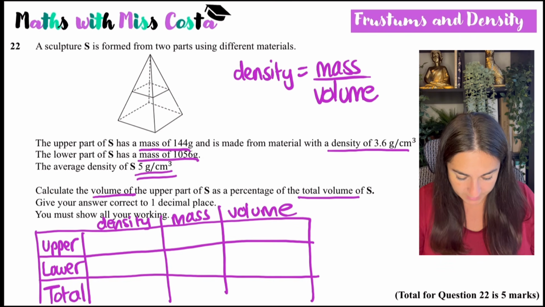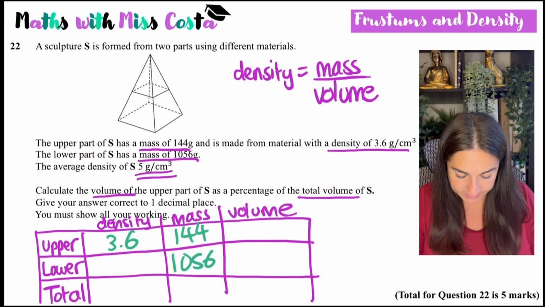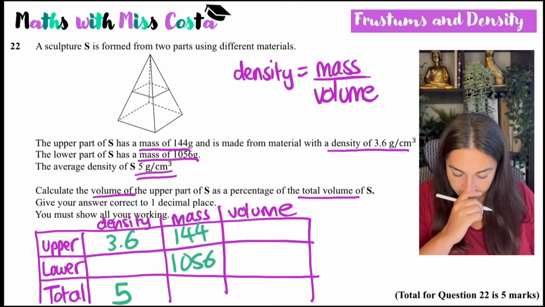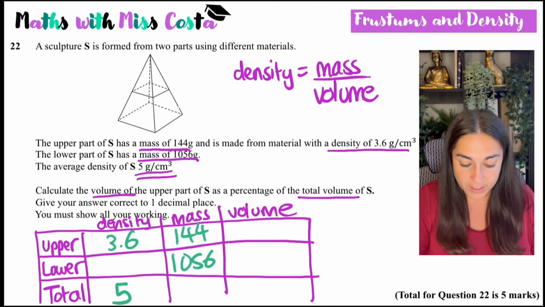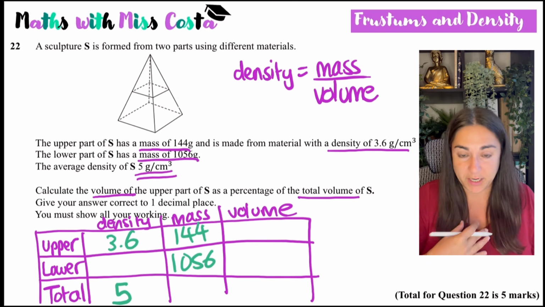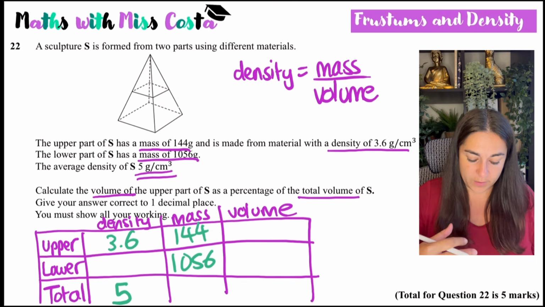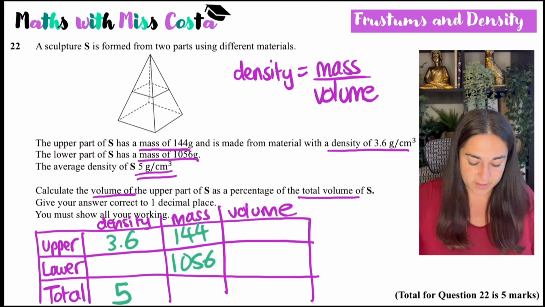So I know that the upper part has a mass of 144 grams, made from a material with a density of 3.6. Lower part has a mass of 1056. And then the average density of the whole shape, so the total shape, sorry, is 5. Okay, great. So now what can I do? Well, because I've got this handy table that I really recommend you use, you could work out what the total mass is. Because remember, in order to work out the density, you need to know the total mass and the total volume and so forth. So you need to know the total for the shape.